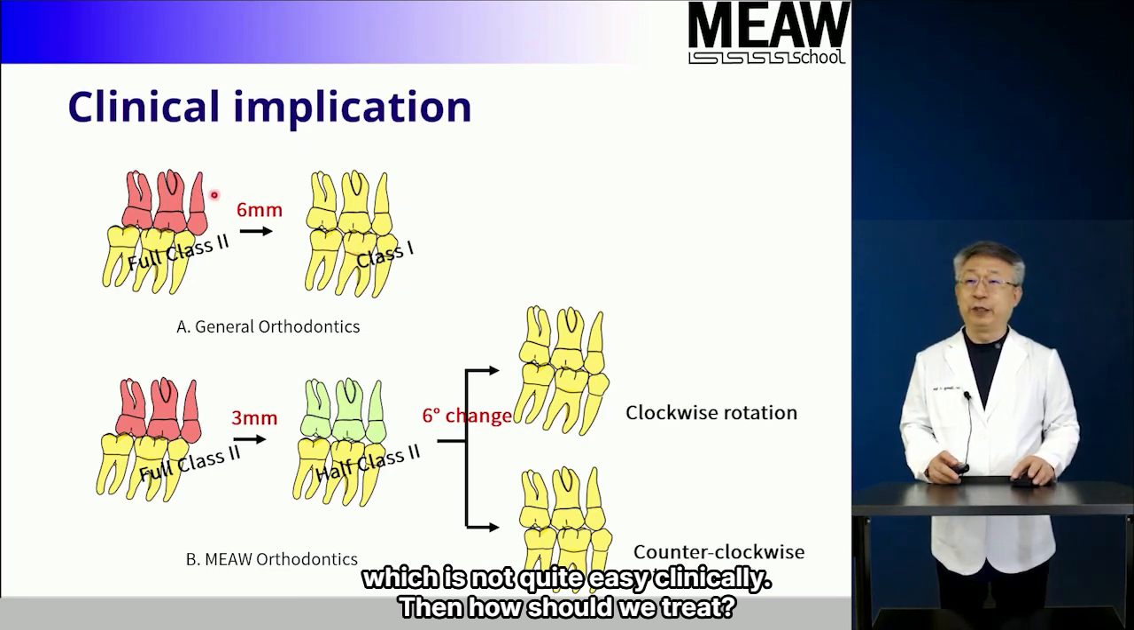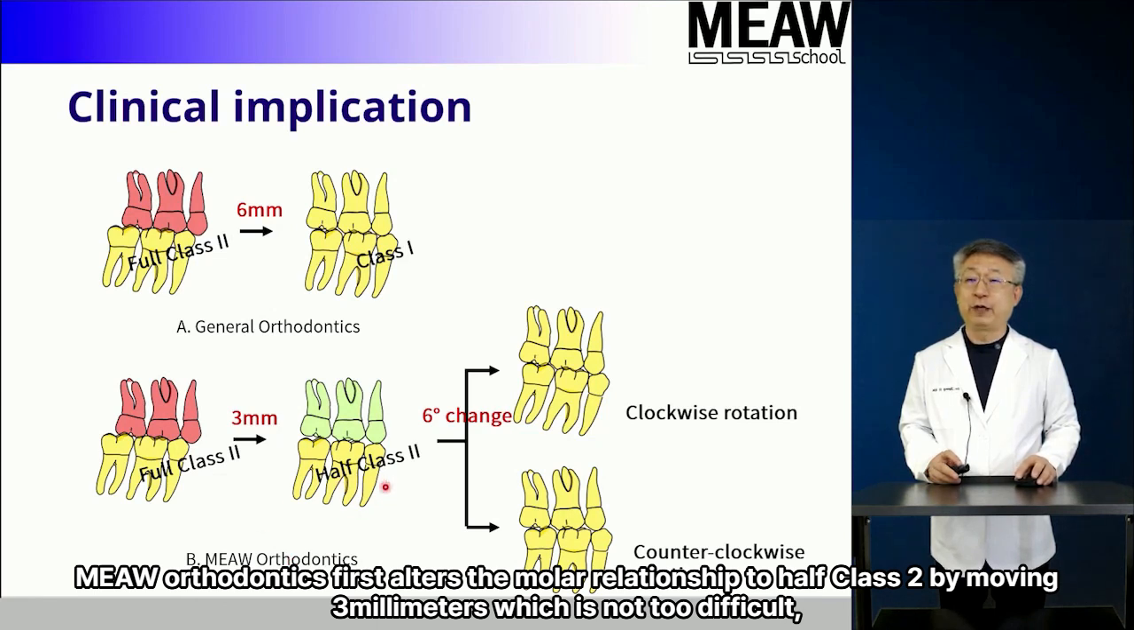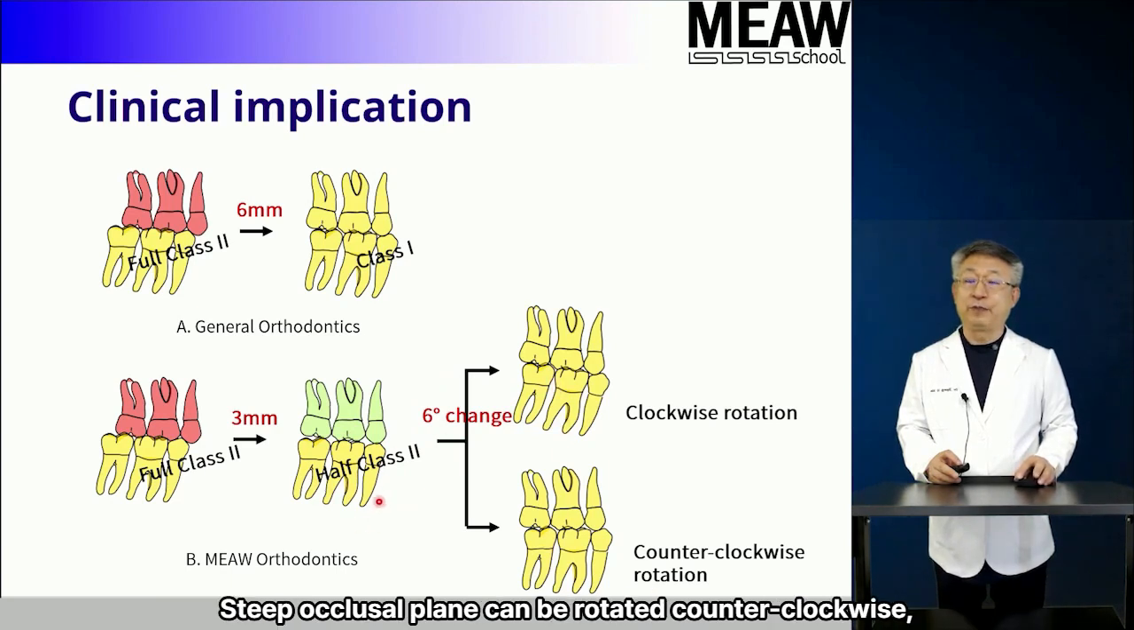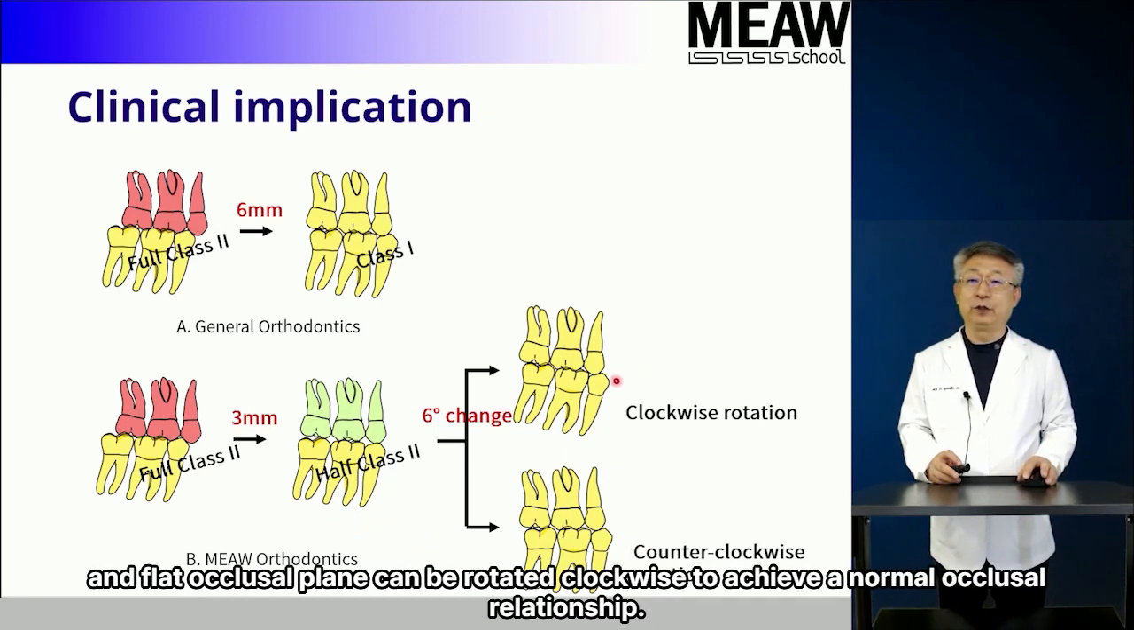Then how should we treat? MEAW orthodontics first alters the molar relationship to half class 2 by moving 3 mm, which is not too difficult, and then changes the occlusal plane by 6 degrees to achieve class 1 molar key. Steep occlusal plane can be rotated counterclockwise, and flat occlusal plane can be rotated clockwise to achieve a normal occlusal relationship.